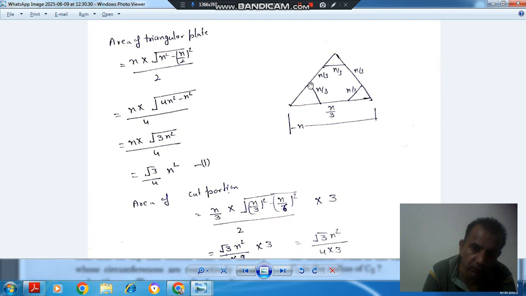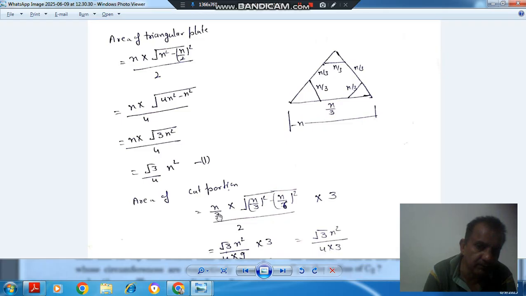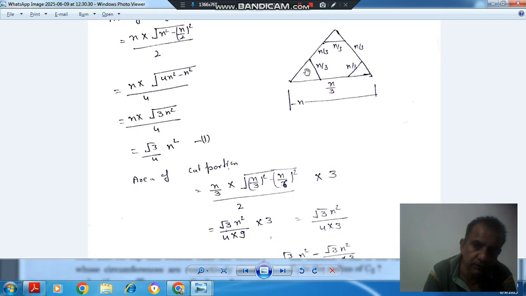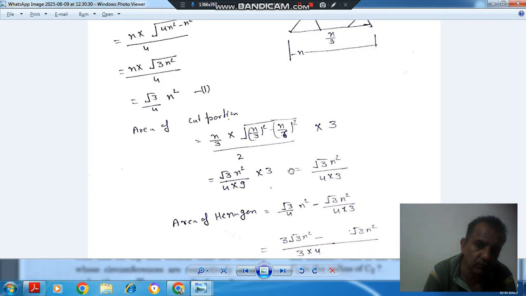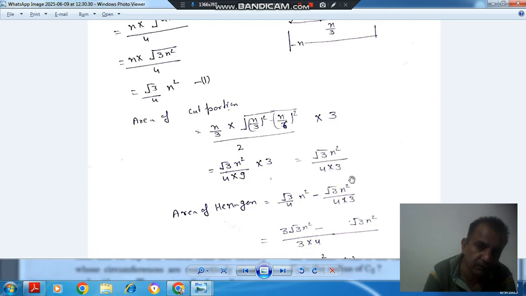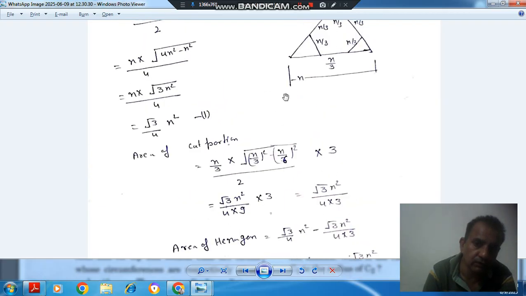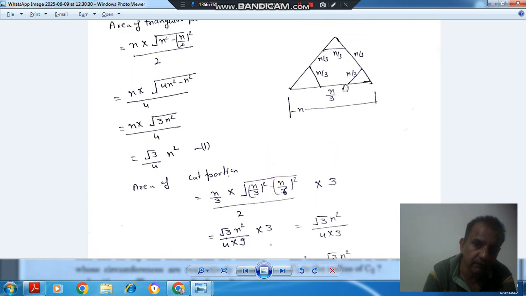Now if we want to find out the area of this cut portion, this is also an equilateral triangle with side x by 3. Using the same formula, putting x equal to x by 3, we get the area of this cut portion. As there are 3 cut portions, 1, 2 and 3, we will multiply by 3 also. Solving this, we will get root 3 x square by 4 into 1 by 9 into 3, or root 3 x square by 12.